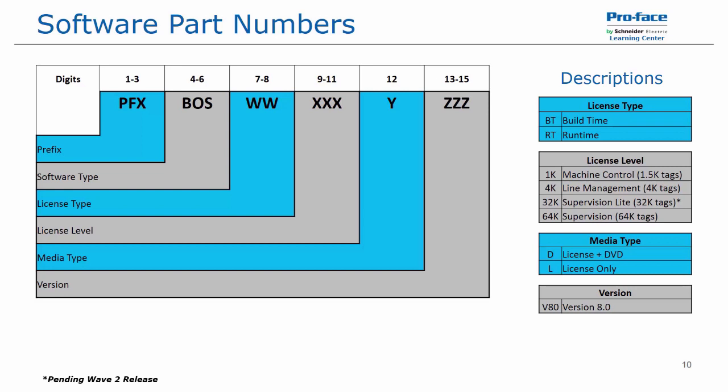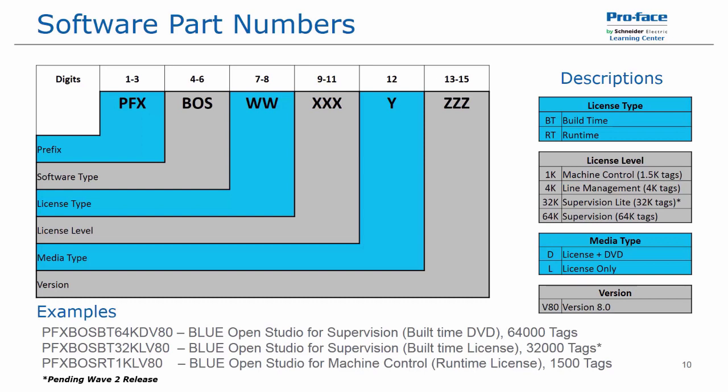As you see from not only the breakdown on the left-hand side, but the descriptions on the right, we can piece together the part numbers that we would need for the software we want to purchase. For example, the 3 items at the bottom, the very first one, that part number is a 64,000 tag build time with a DVD option for installation.